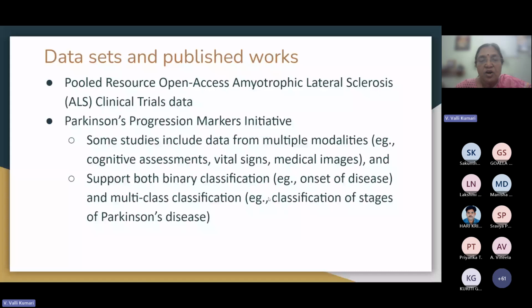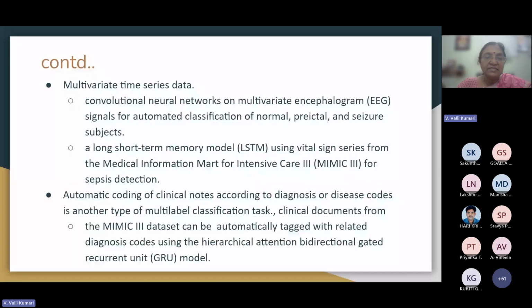And there are a lot of data sets available. Very difficult to pronounce, but the Pooled Resource Open-Access ALS Clinical Trials data, amyotrophic lateral sclerosis, all that stuff. Or you may have something like Parkinson's related data. Certain data sets are binary classification data, certain are multi-class targeted. Then we also have a lot of multivariate time series data like EEGs.